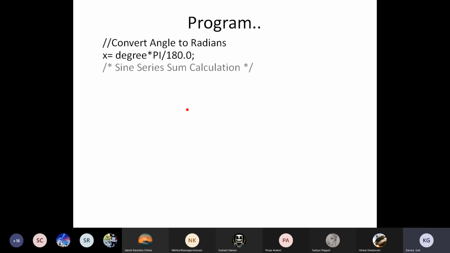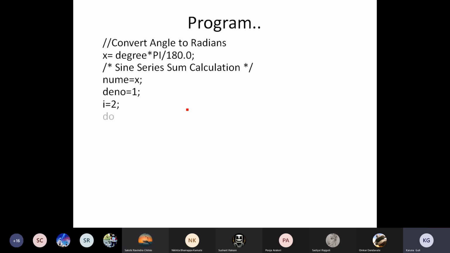Then I'll calculate the sine using the Taylor series. This is the initialization: numerator is equal to x, denominator is equal to 1. This is the first term that you are writing. And what about the value of i? What is the value of i? 2. So i is equal to 2.